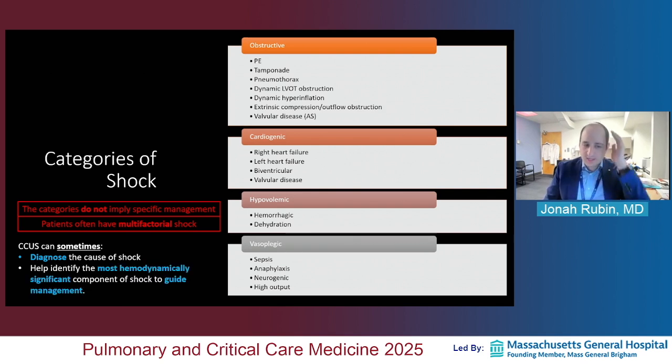The second level, when you become more comfortable with critical care ultrasound, is where the ultrasound won't necessarily help you diagnose the cause of shock. And that's particularly helpful in cases of multifactorial shock where there are a few things at play. But using the ultrasound and your clinical skills, you can identify the most hemodynamically significant component of shock and use your ultrasound to guide management. And so it might not necessarily be able to put your shock into one of these buckets or even to one of these diagnoses, but it can still help you make the next best decision.